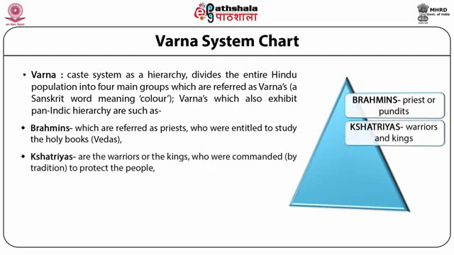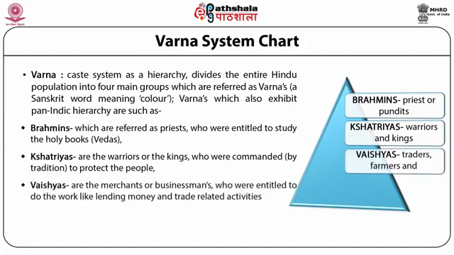Kshatriyas are basically the warriors or the kings who were commanded by tradition to protect the people, give gifts to the Brahmins, offer sacrifices to gods, and dispense justice to the people, as do the judges or the kings. They generally have the second spot in the ranking or hierarchy level.